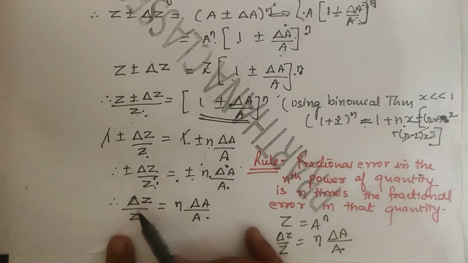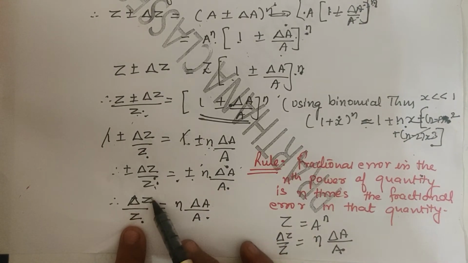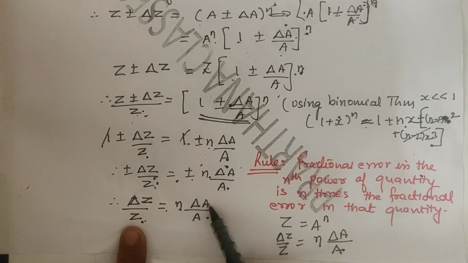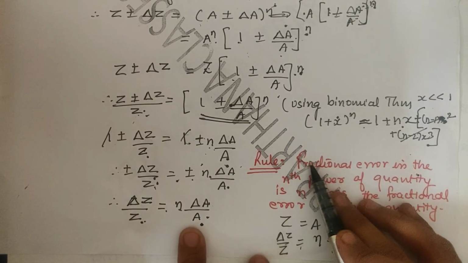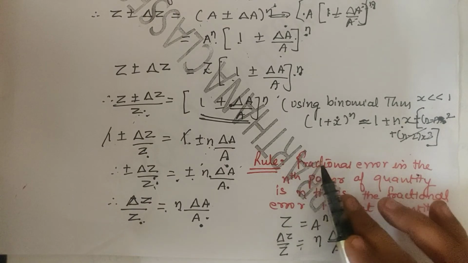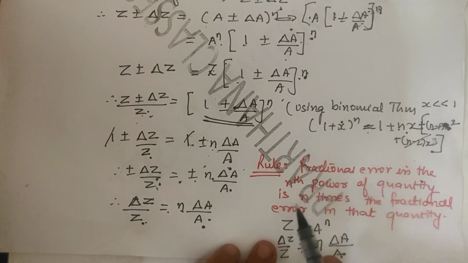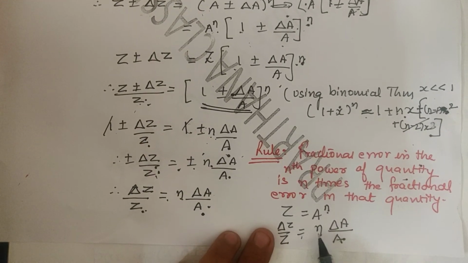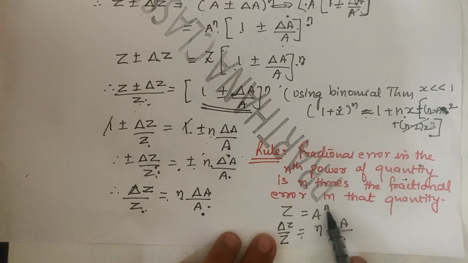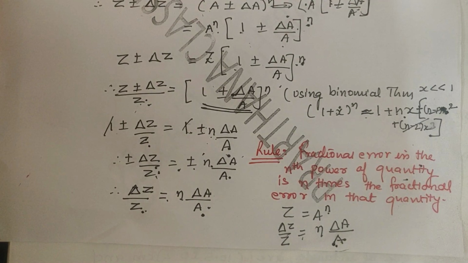So ultimately we reach the rule, that is delta z upon z is equal to n delta a upon a. So what is the rule? The rule is that the fractional error in the nth power of any physical quantity is always n times the fractional error in that physical quantity. So the fractional error in z is equal to n times the fractional error in a. I hope you understand.